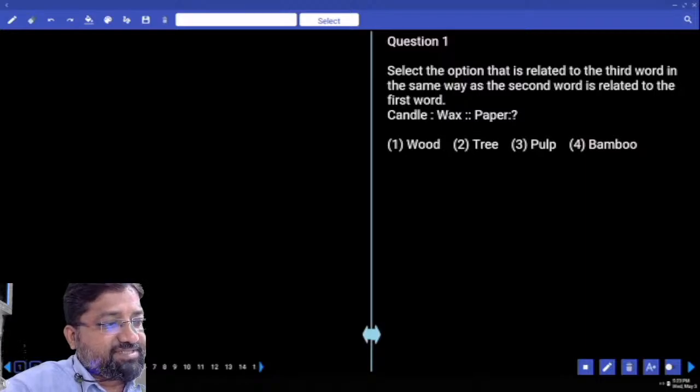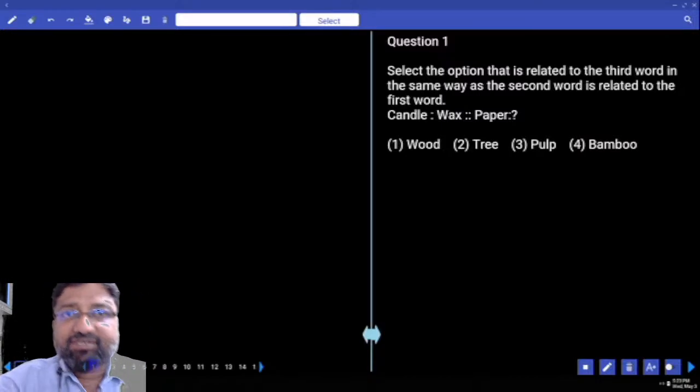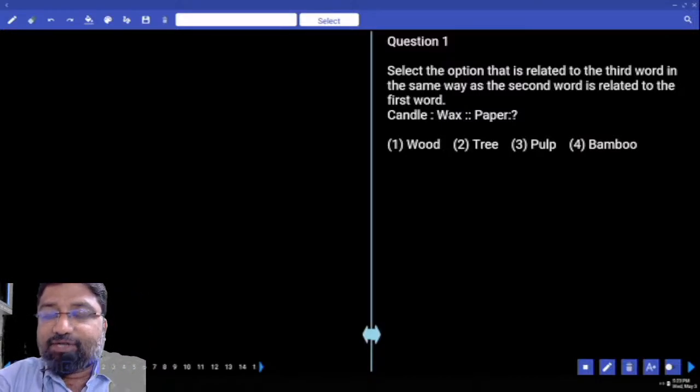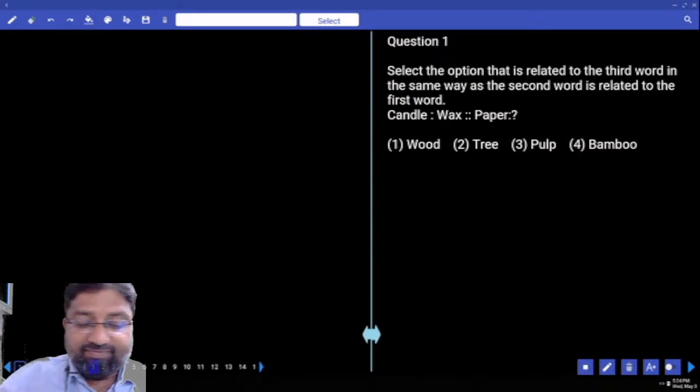This is SSC CGL Tier 1 model test number 22. Now let's try to solve the first question. The first question is from analogy, verbal analogy. Candle, wax. Candle is made out of wax. Paper is made out of pulp from trees.